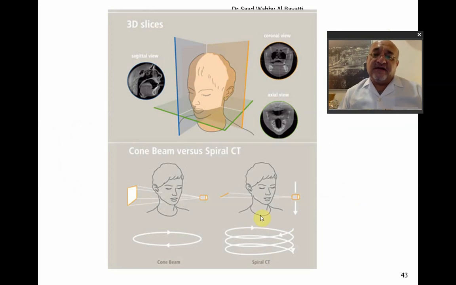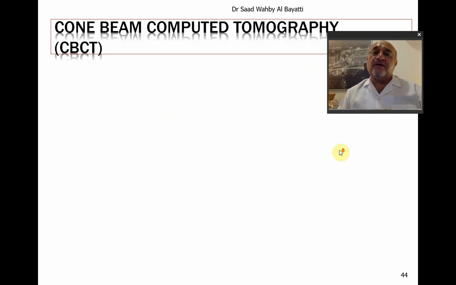As you can see here, in the CAT scanners, the patient moves in a helical pattern, in a spiral X-ray, and it scans. See the amount of scanned area compared to the scanned area in the CBCT. At the end, we will get 3D slices, like in a sagittal view, a coronal view, and an axial view.